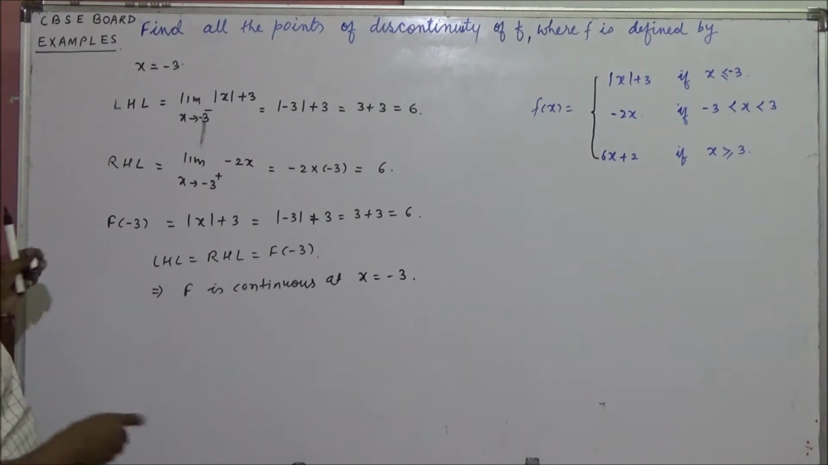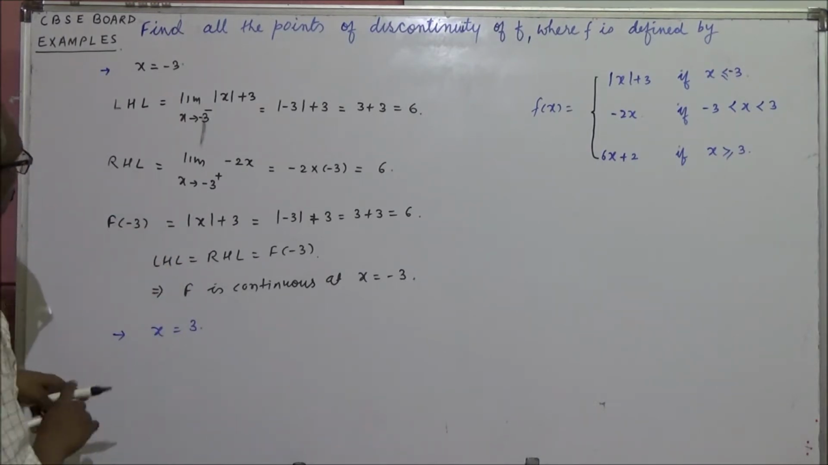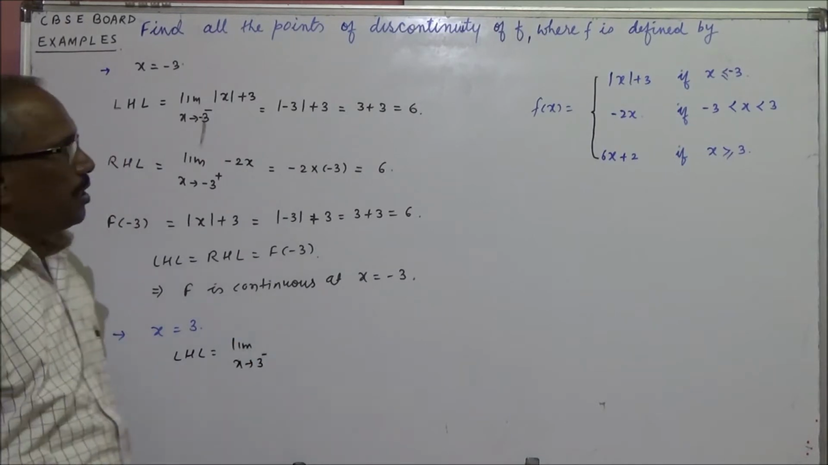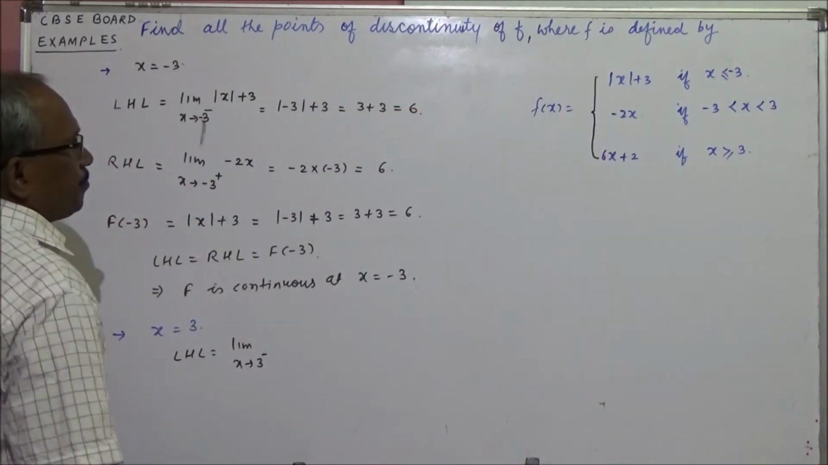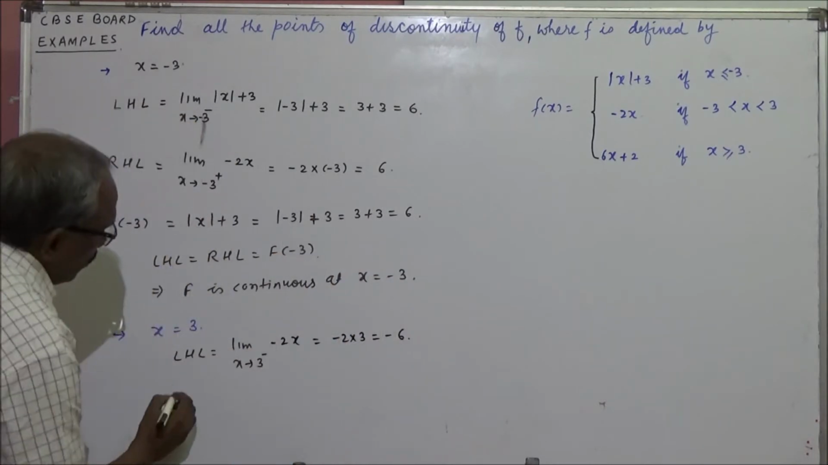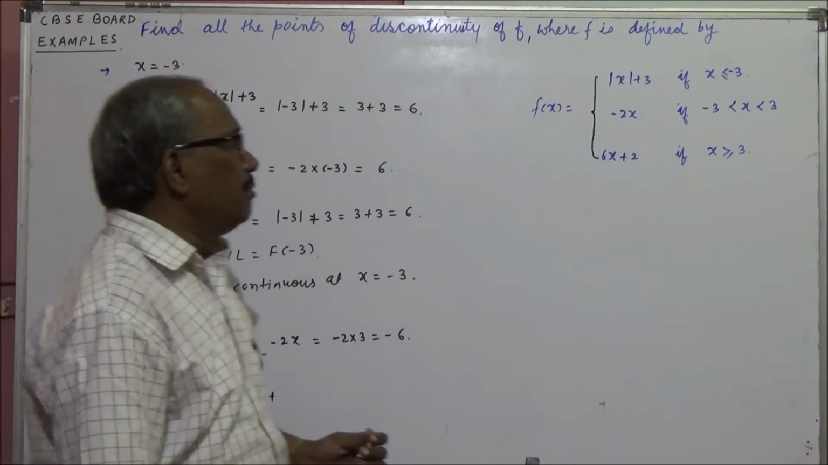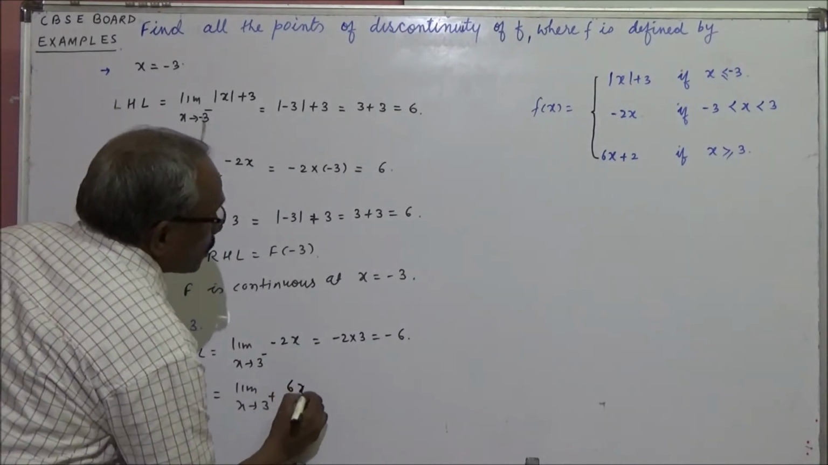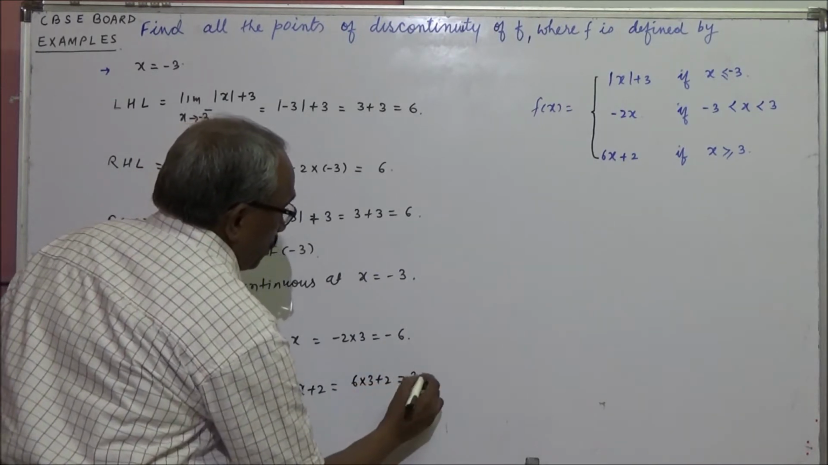Now let us check for x is equal to 3. So when x is equal to 3, let us take here the left hand limit. Left hand limit is equal to limit x tends to 3 minus. So for x is equal to 3, x is less than 3 here. That means this, minus 2x, it is minus 2 into 3, minus 6. So what is the right hand limit? Limit x tends to 3 plus. For the right hand limit, x is greater than 3. So this is 6x plus 2. So I can write 6 into 3 plus 2. So 18 plus 2 is 20.